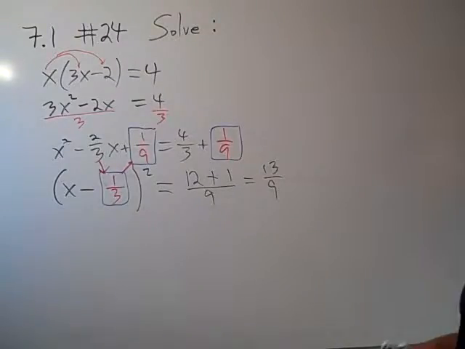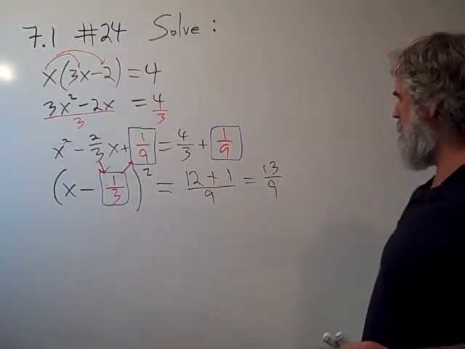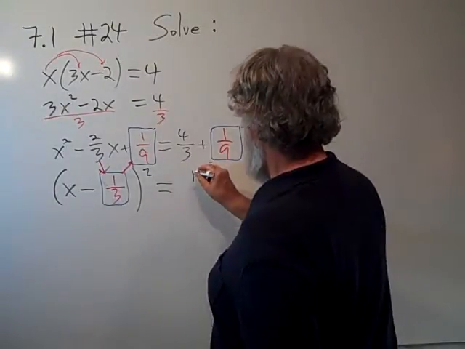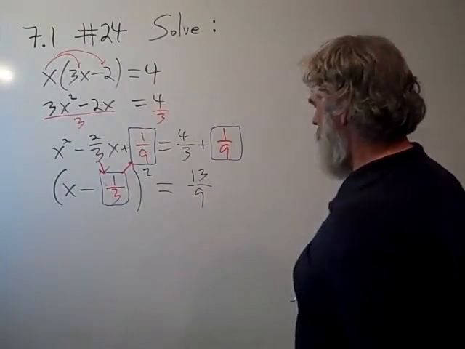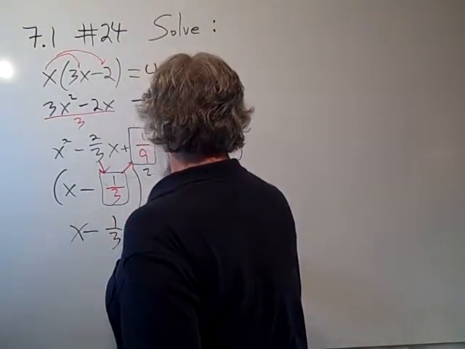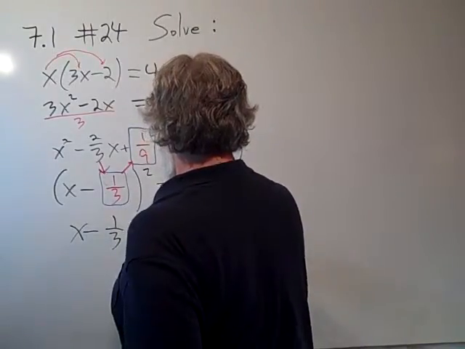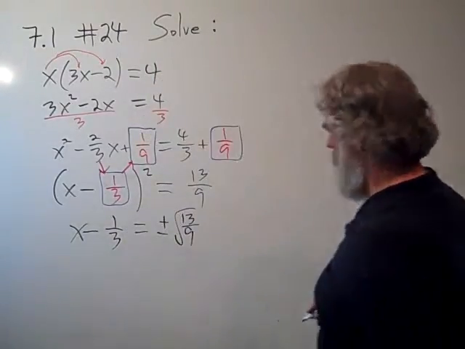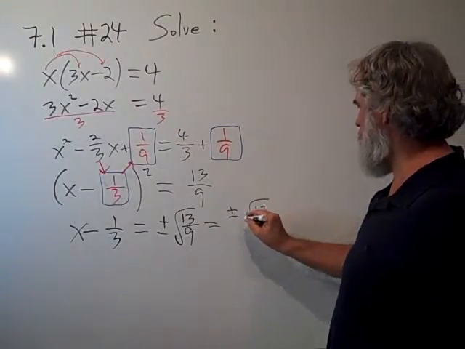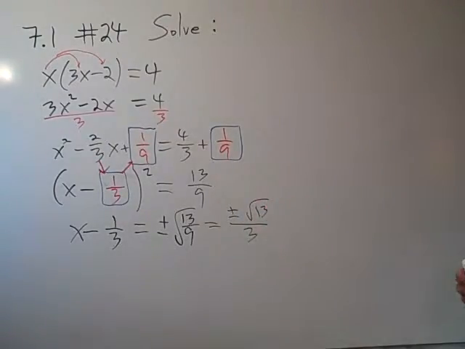So, now we take the square root of both sides to get rid of the square. Just put this as 13/9 here. So, taking the square root of both sides, we end up with x minus 1/3 equals plus or minus the square root of 13/9, which is plus or minus the square root of 13 divided by 3.